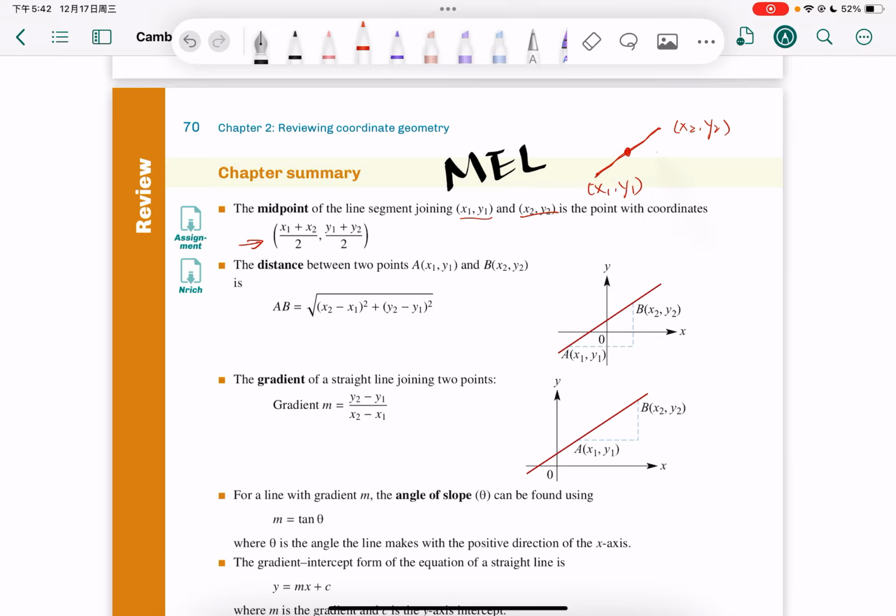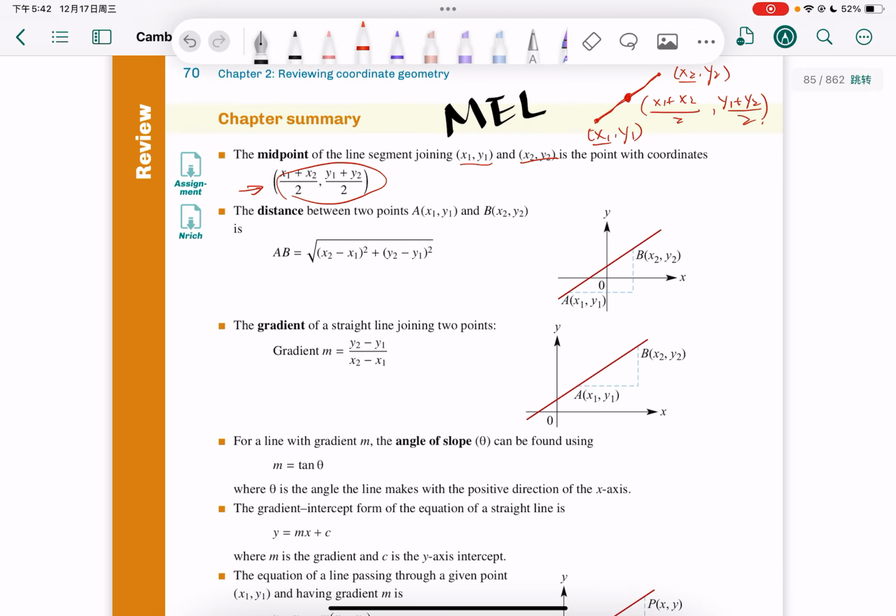For the x coordinate, when we want the midpoint, it should be the sum of them divided by 2. And the same for y: we have y1 plus y2 divided by 2. And this is the general form of the midpoint joining 2 points.